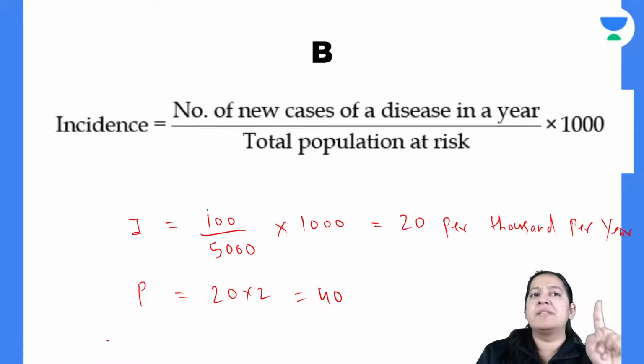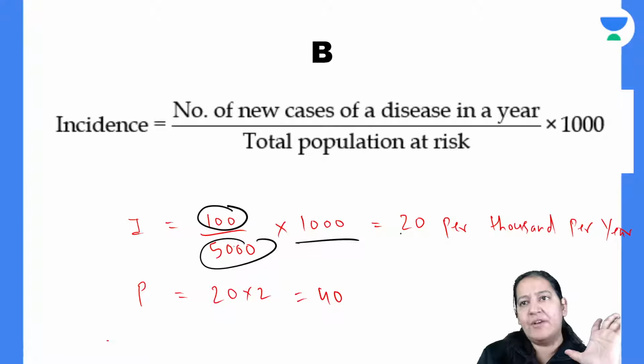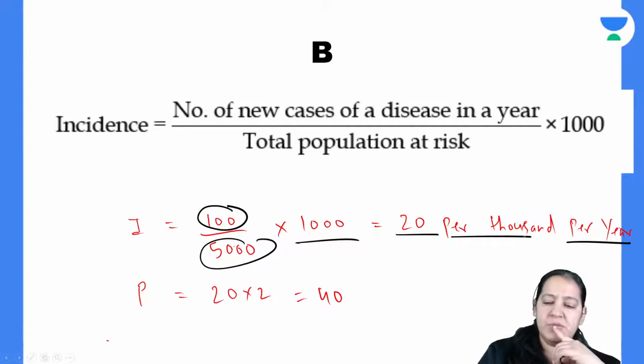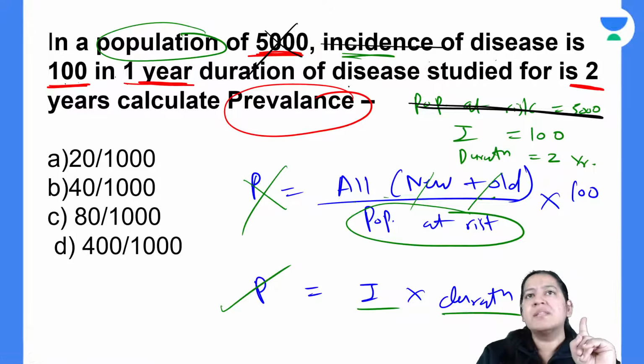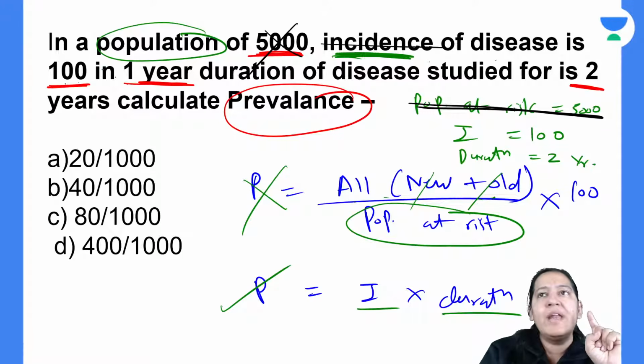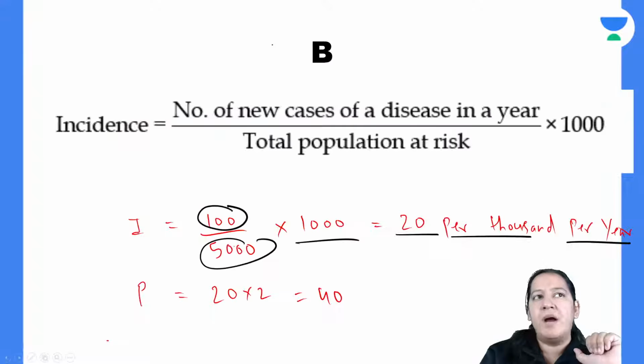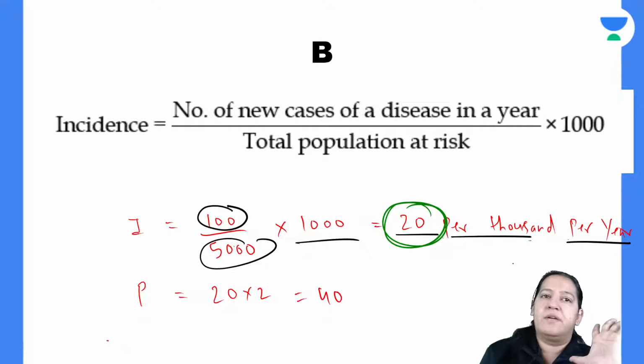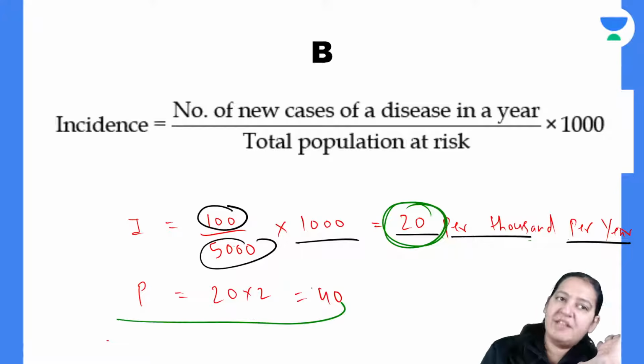So first calculate incidence by putting 100 in the numerator: 100 by 5,000 into 1,000. First calculate 20 per 1,000 per year. What does it mean? Listen. You say incidence is given, but it is only 100 in 1 year. In 5,000, it will be 20 per 1,000 per year. Right? Then apply the formula of prevalence.